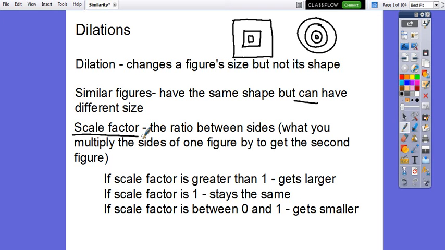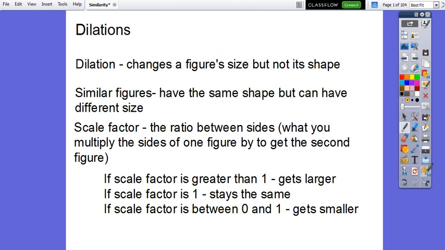This is what you multiply the sides of one figure by to get the second figure. So again, with my square, if the length of this side is 2, and I want to triple the size of this figure, I'm going to multiply the 2 by 3. So now the length of my sides would be 6. I just tripled each side length. It's not complicated.